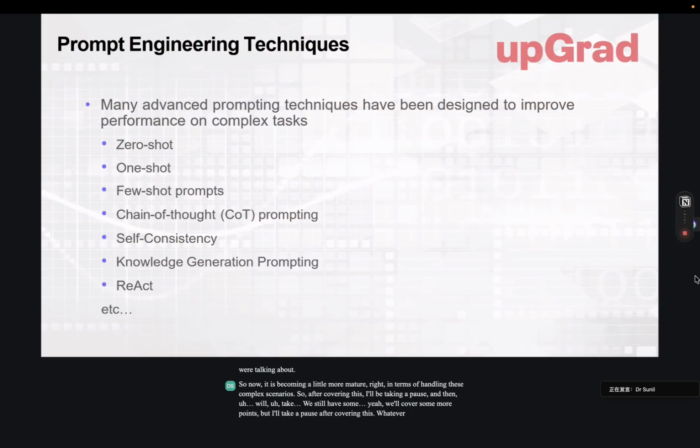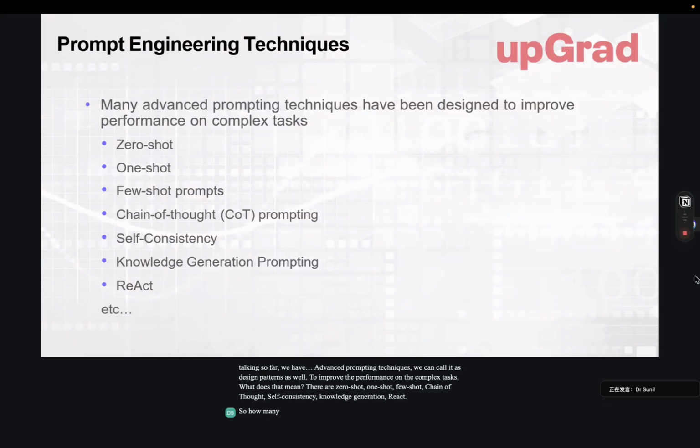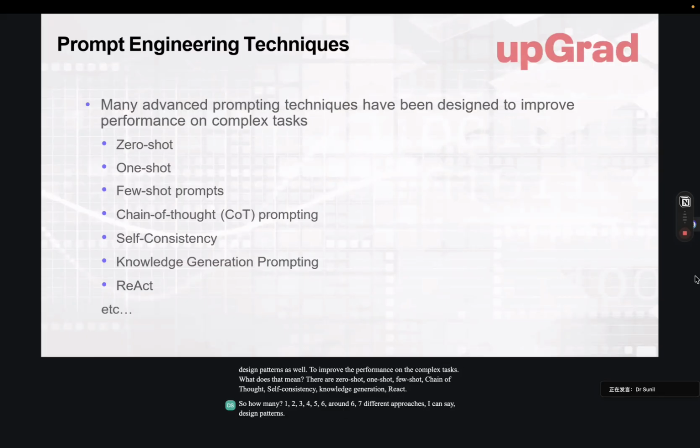What are the examples I was talking about so far? We have advanced prompting techniques, we can call them design patterns as well, to improve the performance on complex tasks. What does that mean? There are zero shot, one shot, few shot, chain of thought, self consistency, knowledge generation, ReAct. So how many? One, two, three, four, five, around six, seven different approaches, I can say, design patterns. When to use what? Slowly, when you understand those aspects, you'll understand that as well, right?